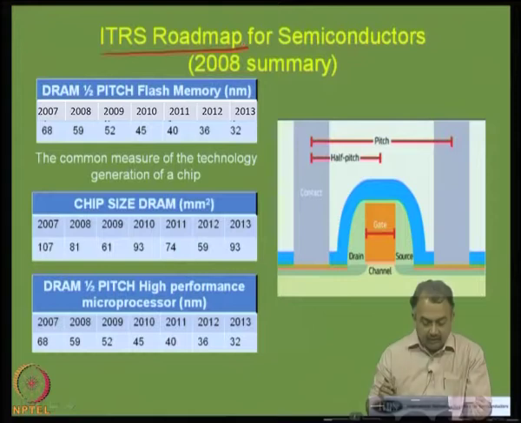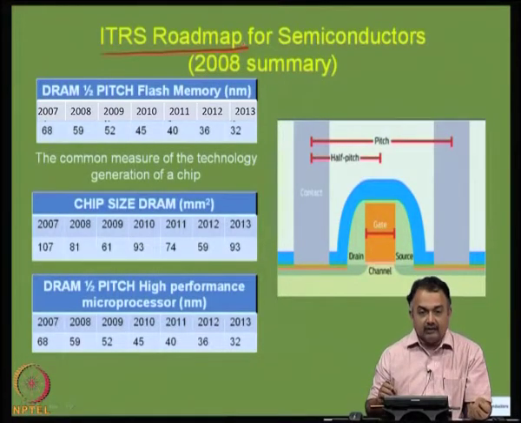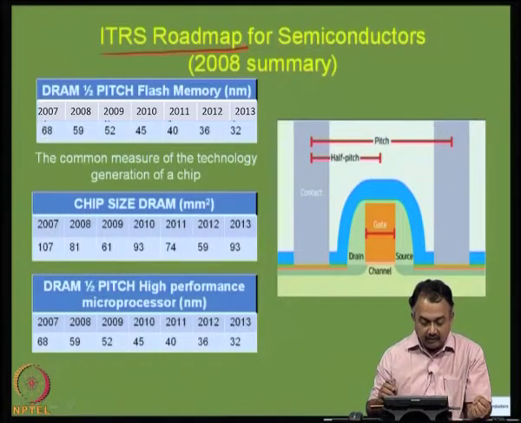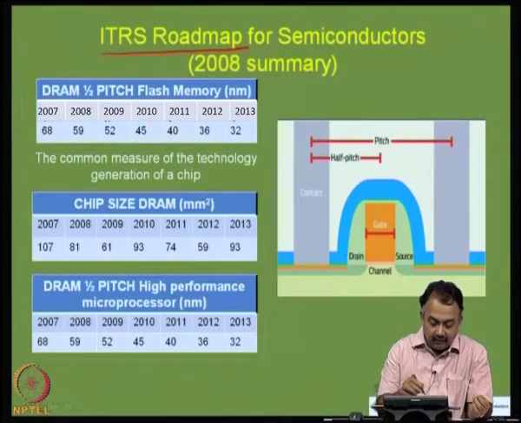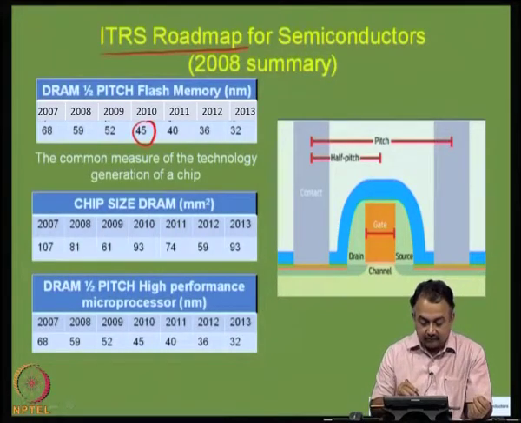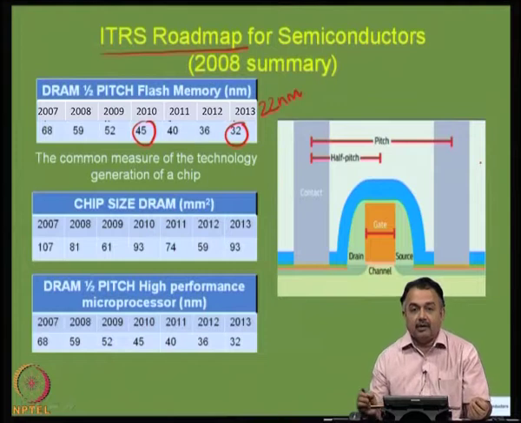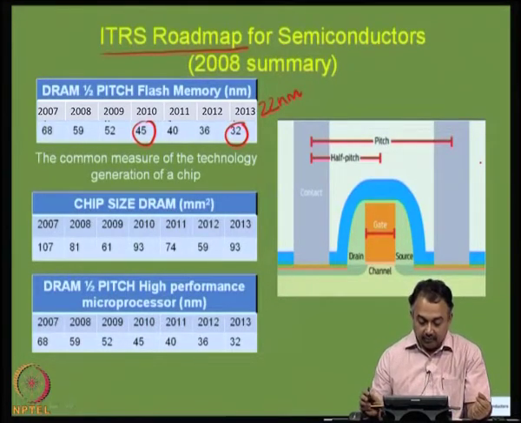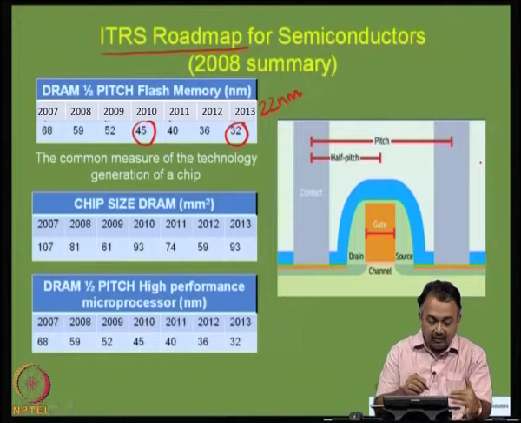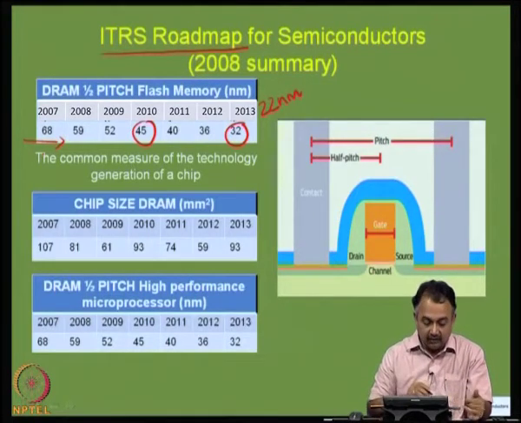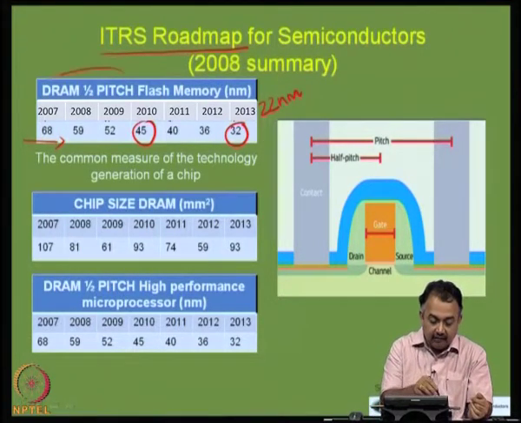Now, we talked about the line widths in the semiconductor packaging industry. We talked about 45 nanometers being used in Intel processes, and in 2013 we are looking at 32, or today we are looking at 22 nanometer technology, that is probably going to be used in most of the microprocessors. This is a rapid growth, and this is a roadmap, and we have seen all this growth happening and translated into products. The common measure of technology generation of a chip is basically the DRAM half pitch.